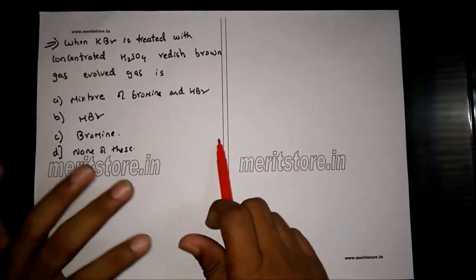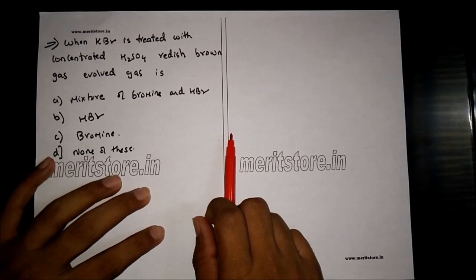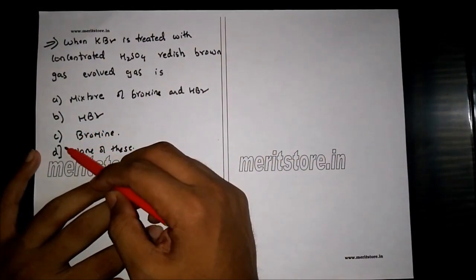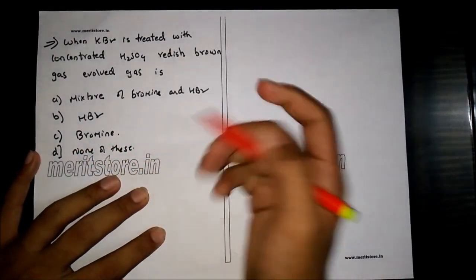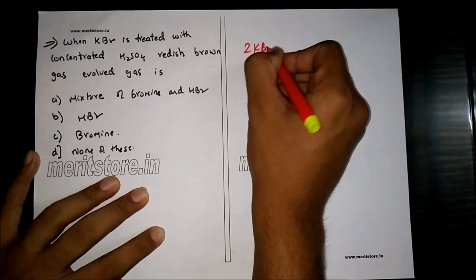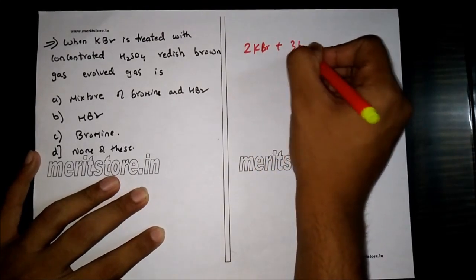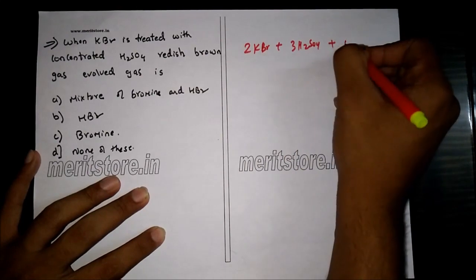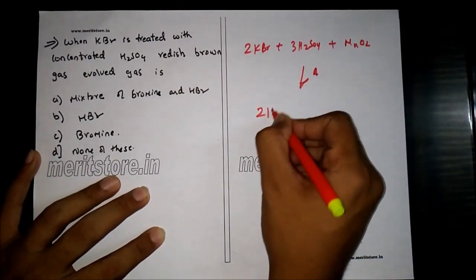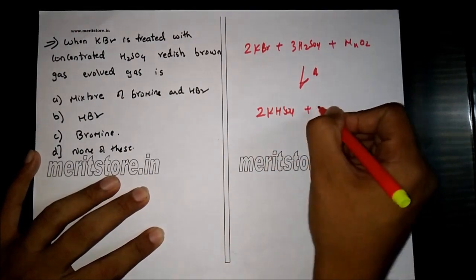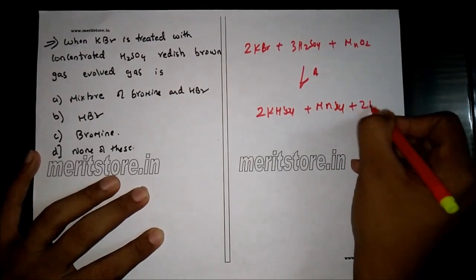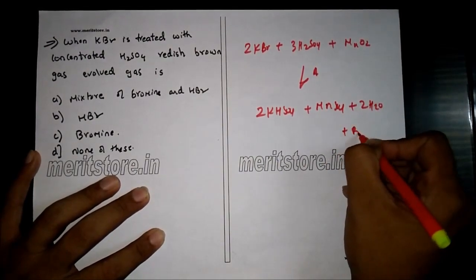KBr is treated with concentrated H2SO4, reddish brown gas evolved is A. mixture of bromine and HBr, B. HBr, C. bromine, and D. none of these. Now let's look at how the reaction takes place. So 2KBr is treated with H2SO4 plus MnO2 on heating will give 2KHSO4 plus MnSO4 plus 2H2O plus Br2.